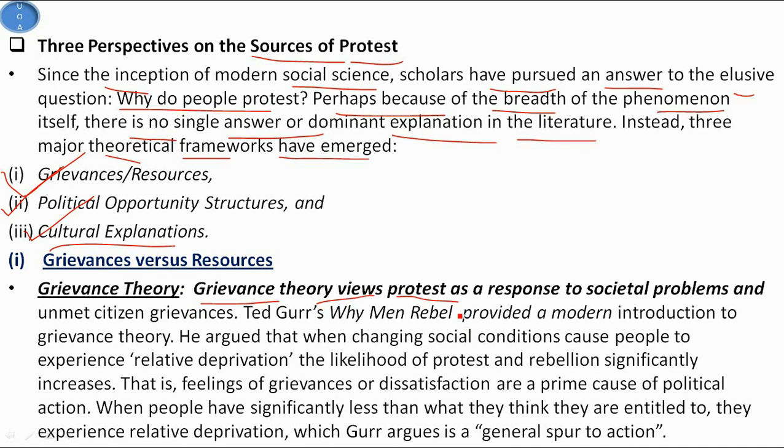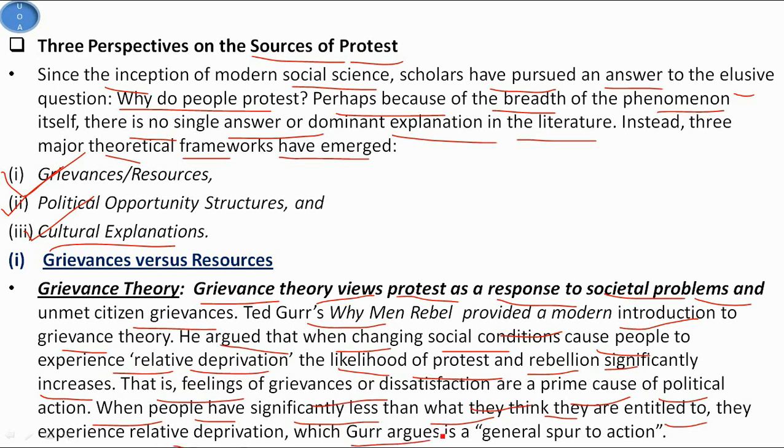So grievance theory views protest as a response to societal problems and unmet citizens' grievances. Ted Gurr's Why Men Rebel provides a modern introduction to the grievance theory. He argued that when challenging social conditions cause people to experience relative deprivation, the likelihood of protest and rebellion significantly increases. That is, feelings of grievance or dissatisfaction are a prime cause of political action. So when people have significantly less than what they think they are entitled to, they experience relative deprivation, which Gurr argues is a general spur to action.